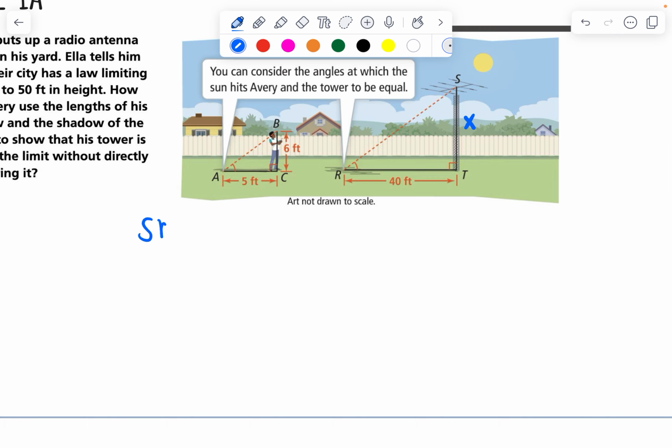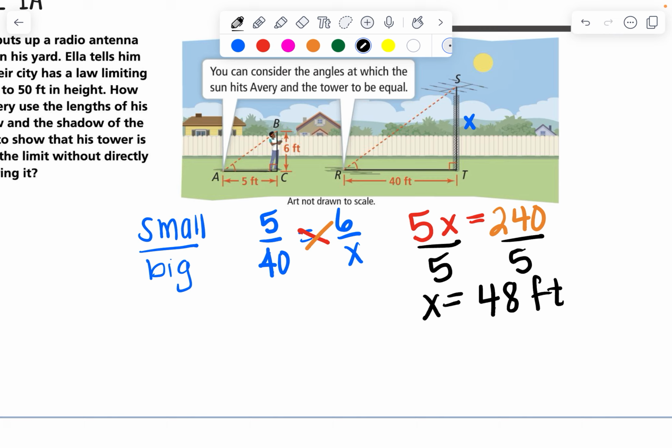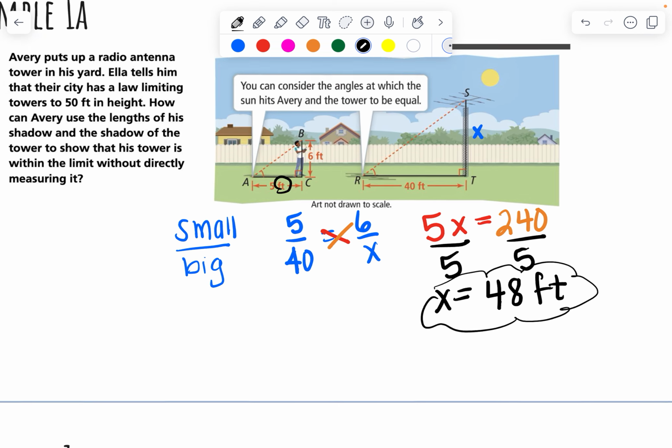So I'm going to do the small triangle over the big triangle. 5 over 40 equals 6 over x. And then solving this one, 5 times x is 5x. 6 times 40 is 240. So solving this here, we'll divide both sides by 5, and it looks like his tower is 48 feet tall. Make sure that you're labeling for these word problems. I know it's feet because there's feet in the problem. So 48 feet tall.